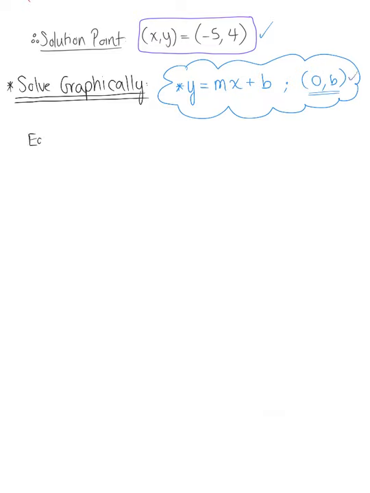So equation 1 is given to us as 3x plus 4y is equal to 1, and we want to solve for y.